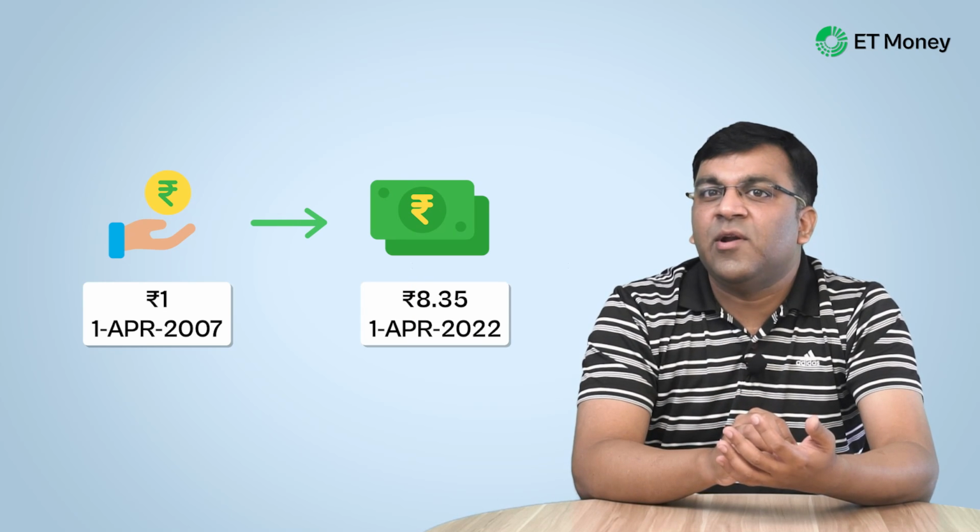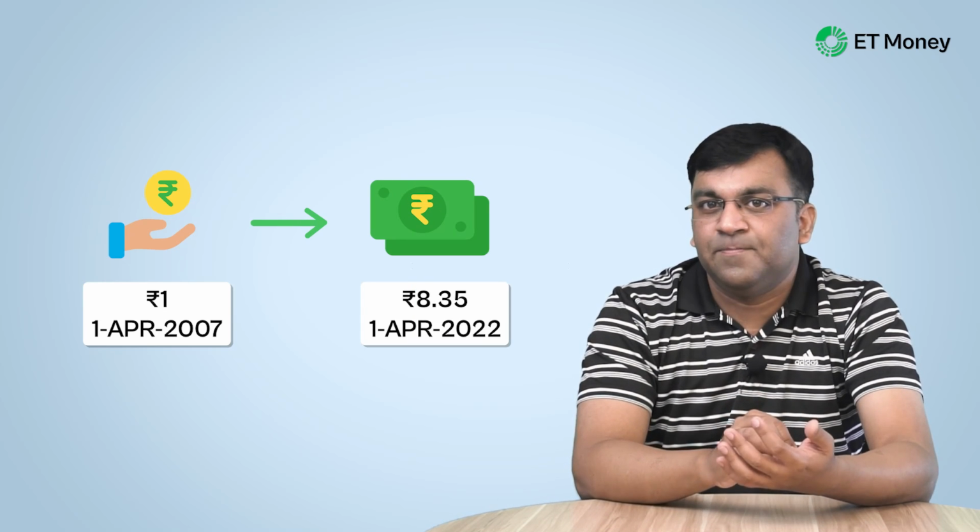Like any equity-based investment, the Midcap 150 index has had periods of ups and downs, but nevertheless, the index has given excellent returns over the long run. In numbers, the Nifty Midcap 150 index has delivered average annual returns of 15.2% over the last 15 years, which when put into perspective means that if anyone had invested 1 rupee in this index on the 1st of April 2007, that 1 rupee would have grown to a little over 8 rupees.